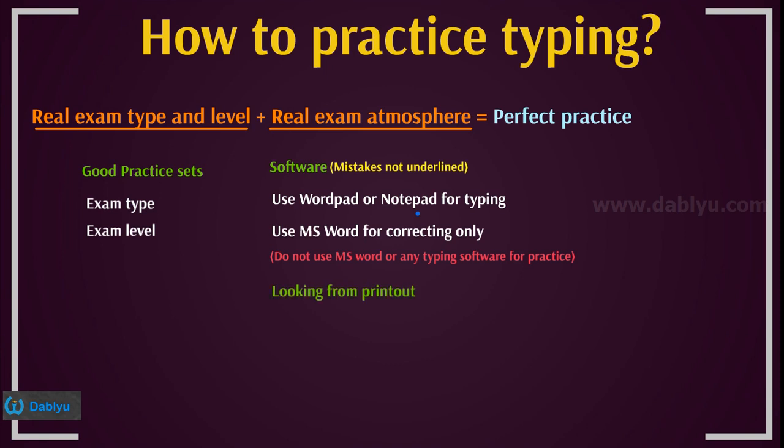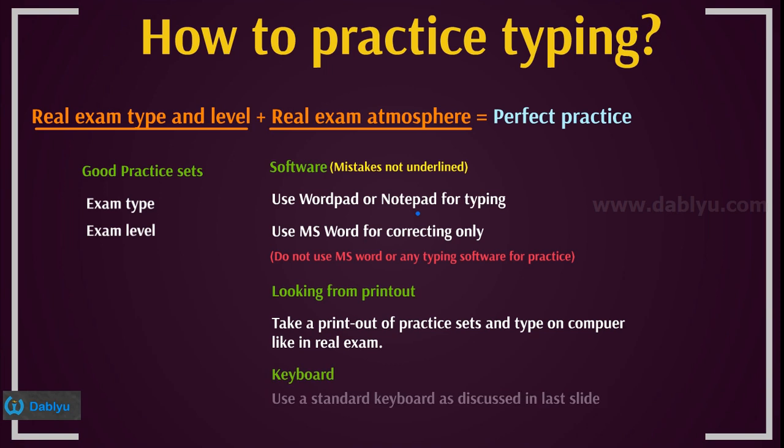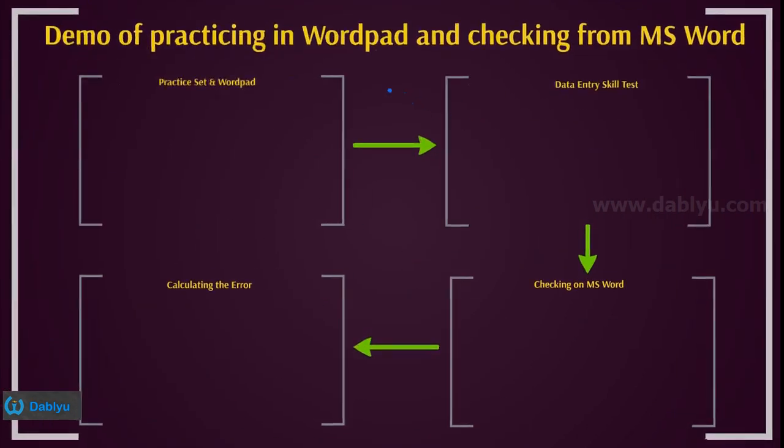The next thing is looking from a printout. So take a printout of a practice set and then type, because that's how you get it in the real exam, right? So that would really help. Next is having a good quality keyboard, which we have seen in the last slide. So let's look at a small demo on how to practice in WordPad, how to check it in MS Word, and finally how to calculate error.